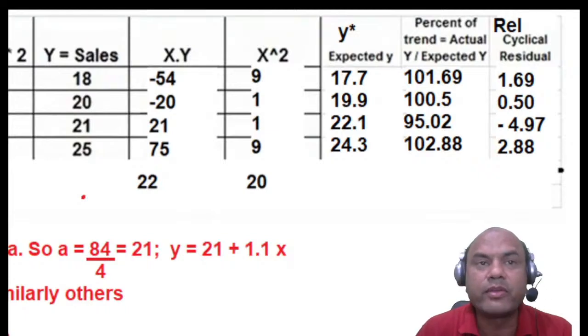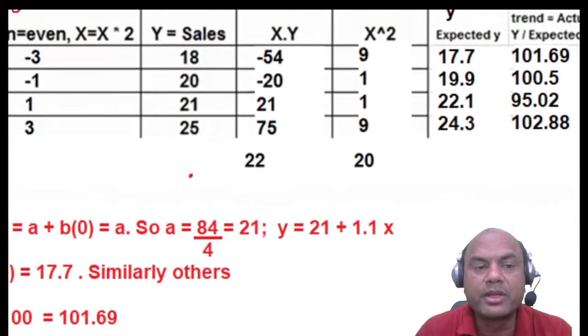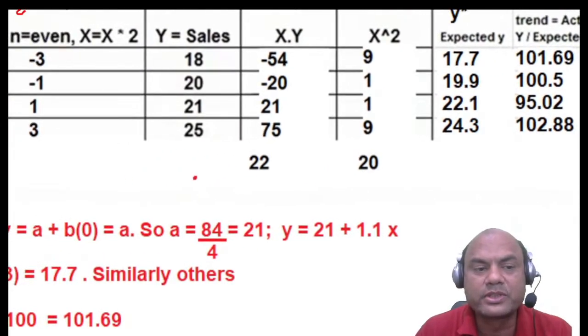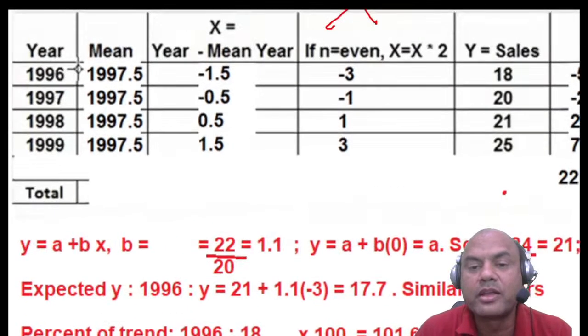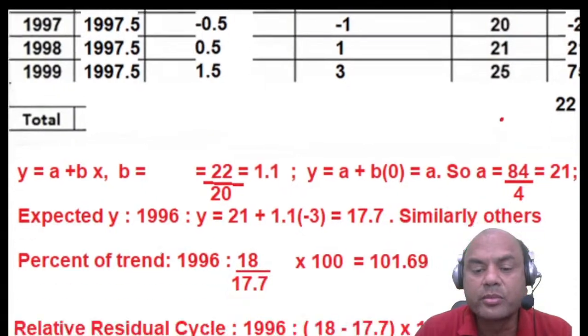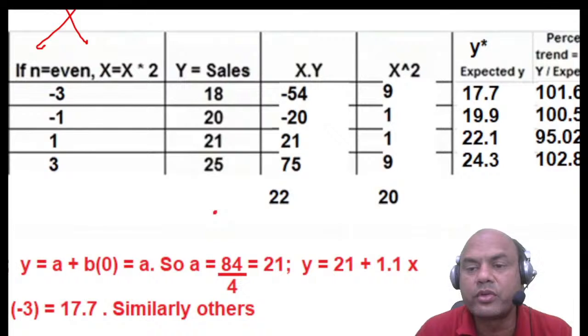What you do, you put the value of x, all the values of x you put it. Means what? This value of x, first you put it. See here, I have shown it over here. Expected y for the first year, 1996. Y equals a plus bx, right? So 21 plus 1.1 into x was what? This minus 3. So put this value of minus 3, you'll get 17.7. So you've got this estimated y as 17.7.